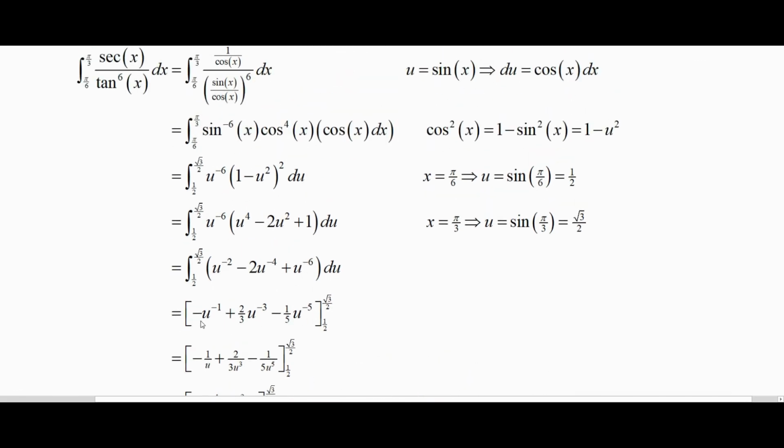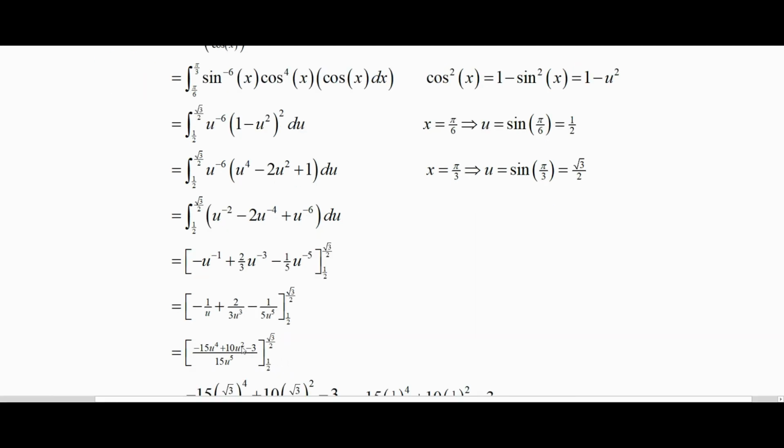We're to this point where we've found an antiderivative. Let's clean it up just a little bit before we start substituting. I'm going to change it to fraction form. This is negative 1 over u. This is 2 over 3u cubed. This is 1 over u to the 5th. Okay, I'm going to get a common denominator. We're going to get a u to the 5th. We're going to get a 3 times 5 is 15. So this first one, to get that, we're going to multiply top and bottom by u to the 4th.